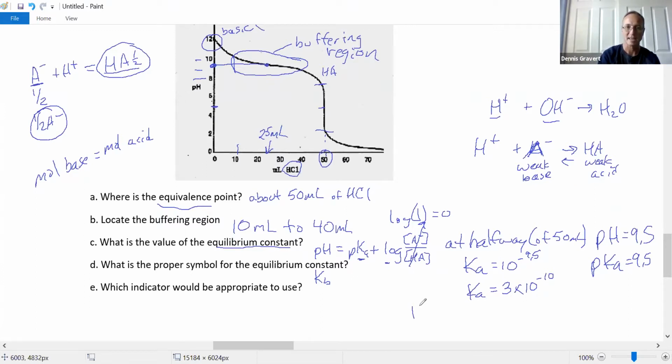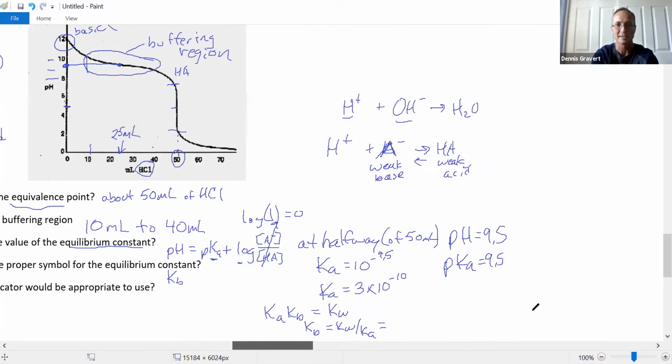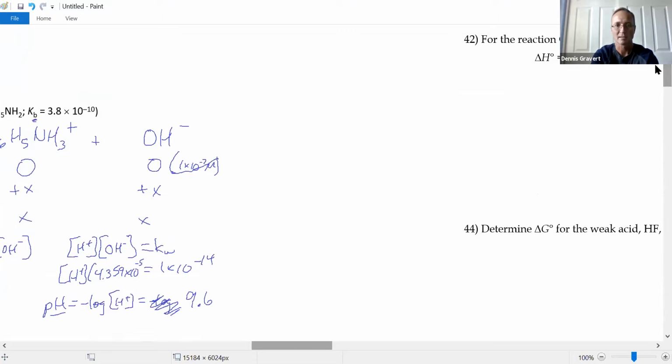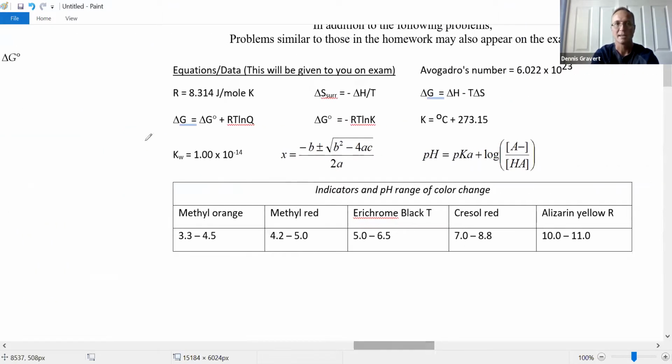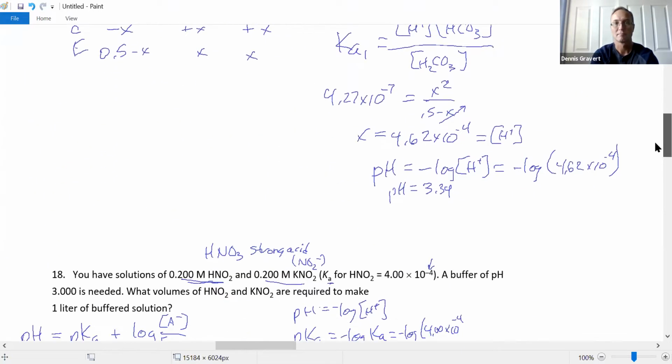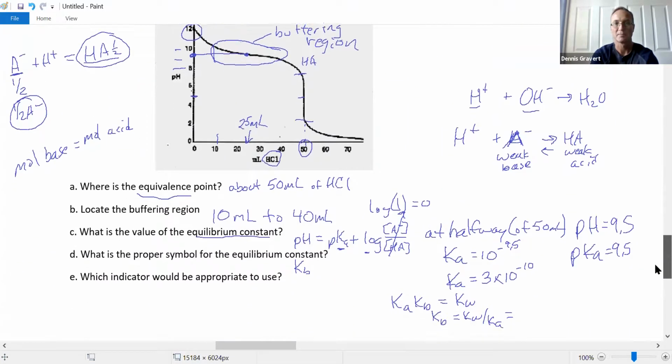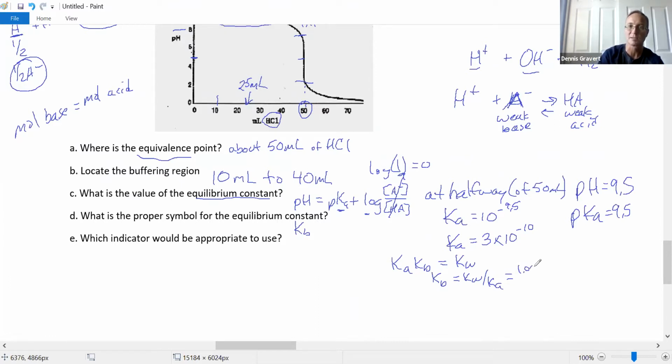Just remember that for acids and bases, if you multiply the Ka and the Kb together, you get the Kw. So the Kb is equal to the Kw over the Ka. And if you go to the top of the exam or sample test, the Kw is 1.00 times 10 to the minus 14. So Kw is 1.00 times 10 to the minus 14. The Ka is 3 times 10 to the minus 10. And the Kb, finally, I got 3 times 10 to the minus 5, 1 sig fig. And that's for question C.